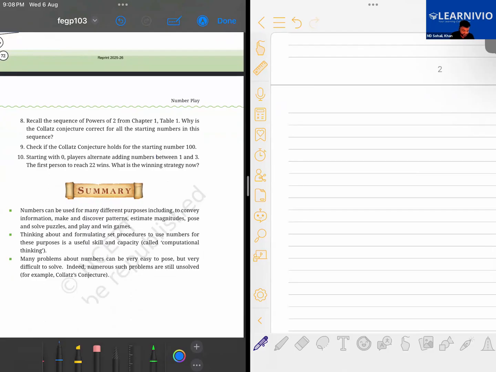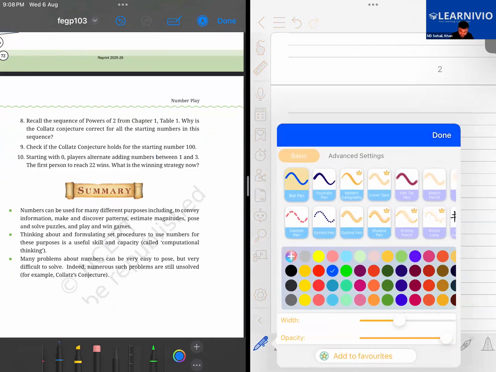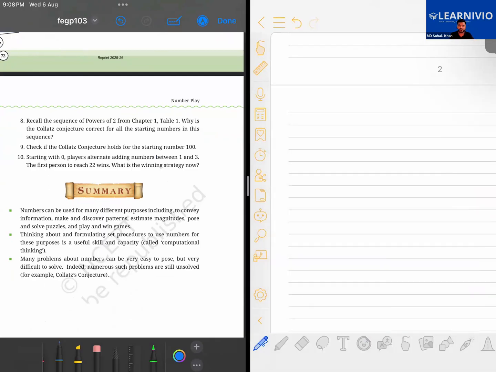Question number 8 says, recall the sequence of powers of 2 from chapter 1, table 1. Why is the Collatz conjecture correct for all the starting numbers in this sequence? So it's asking us to move to chapter number 1, table 1. If you have your NCERT book in front of you, you can quickly open it. Open chapter 1 from your NCERT book. There's a table given in chapter 1, the first chapter, which is patterns in mathematics.